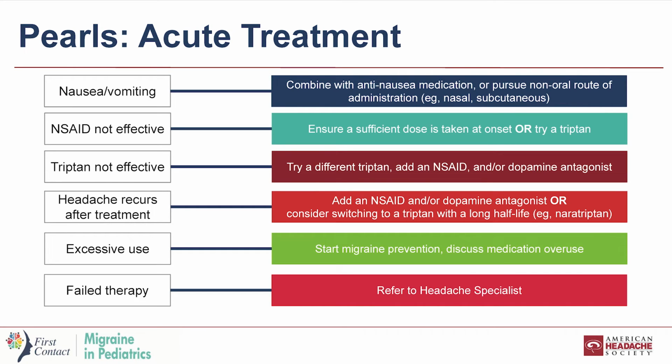So if they're on an NSAID, you might move to something that's more migraine specific. If they're already on a triptan, you might start to consider doing combination therapy with NSAIDs or dopamine antagonists, like we mentioned earlier. When patients have headache recurrence that happens very soon after treatment, again, this might push you into that idea of using combination therapy, so NSAIDs and dopamine antagonists, or moving into those triptans that I mentioned earlier that have those longer half-lives like naratriptan and frovatriptan. When patients tell you they are using medication at a high rate, this might be an indication to you to start a prevention and then also have a conversation with them about proper use of their acute treatment to avoid overuse. And then finally, if they're failing therapies, it may be time to bring in headache specialists.